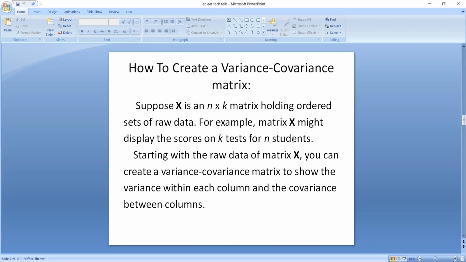Now we have to know how to create a variance and covariance matrix. Suppose X is a matrix of order n by k holding an ordered set of raw data. For example, matrix capital X might display the scores on k tests for n students. Starting with the raw data of matrix capital X, you can create a variance covariance matrix to show the variance within each column and covariance between columns. We can understand that in the columns, variance and covariance can be displayed.